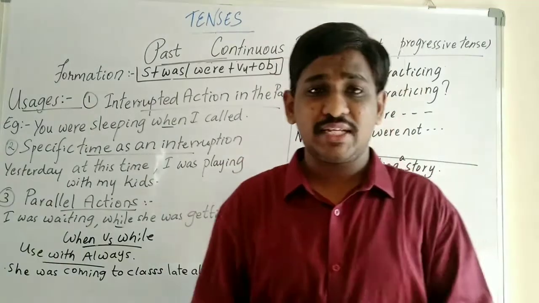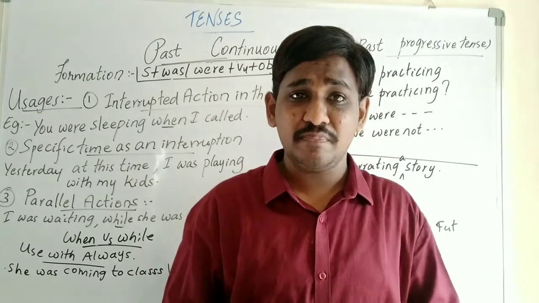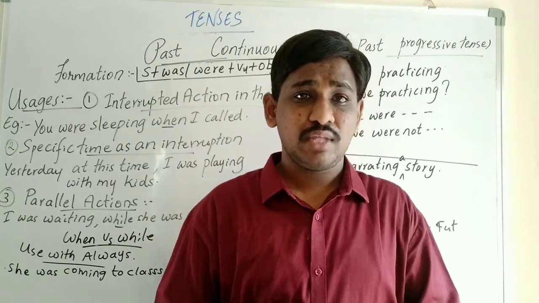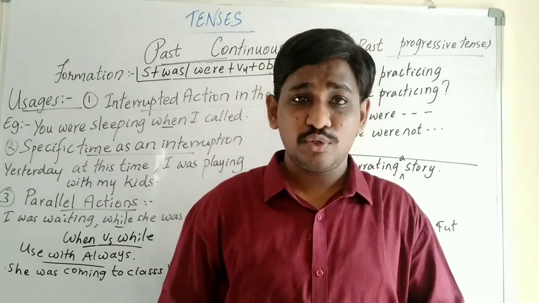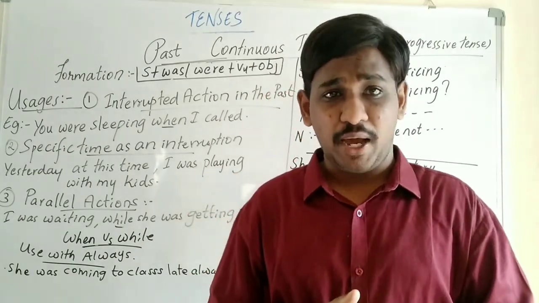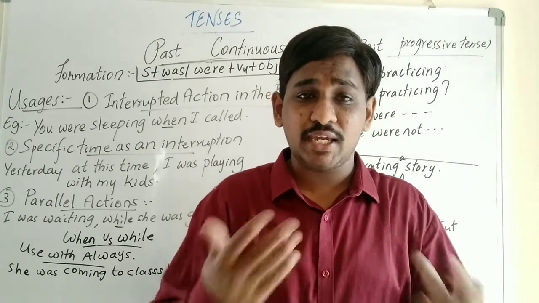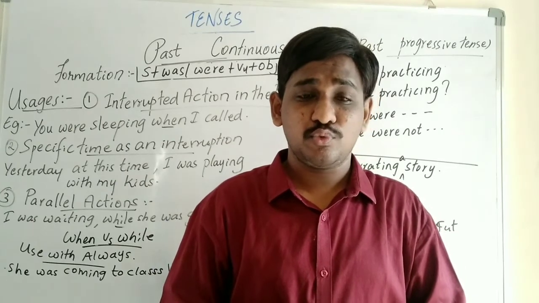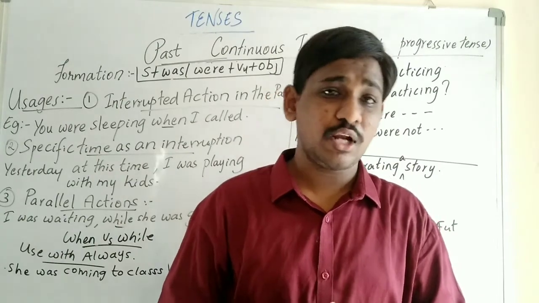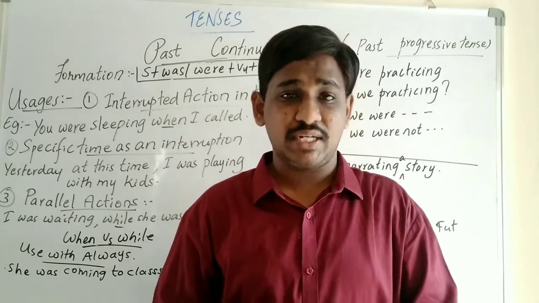Okay, let us see some more examples. It was raining yesterday. Was it raining yesterday? Yes, it was raining yesterday. No, it was not raining yesterday. I was working in Dubai. Was I working in Dubai? Yes, you were working in Dubai. No, you were not working in Dubai. Some more examples. I was cooking my meals. Was I cooking my meals? Yes, you were cooking your meals. No, you were not cooking your meals. So these are some of the examples in the past continuous tense.